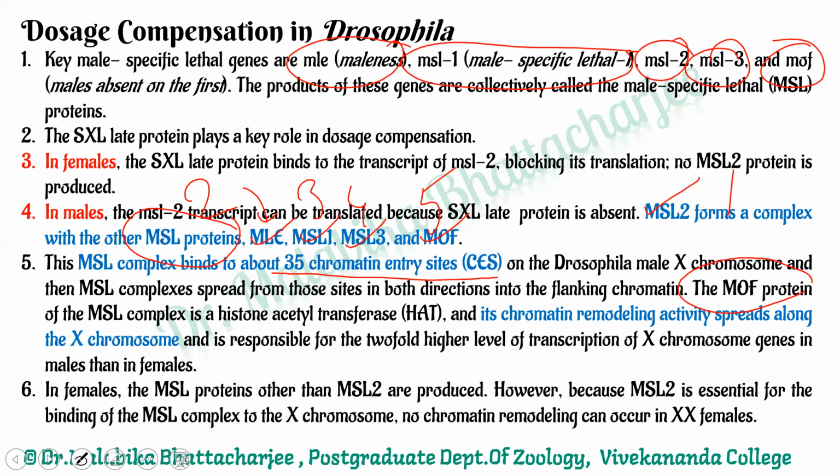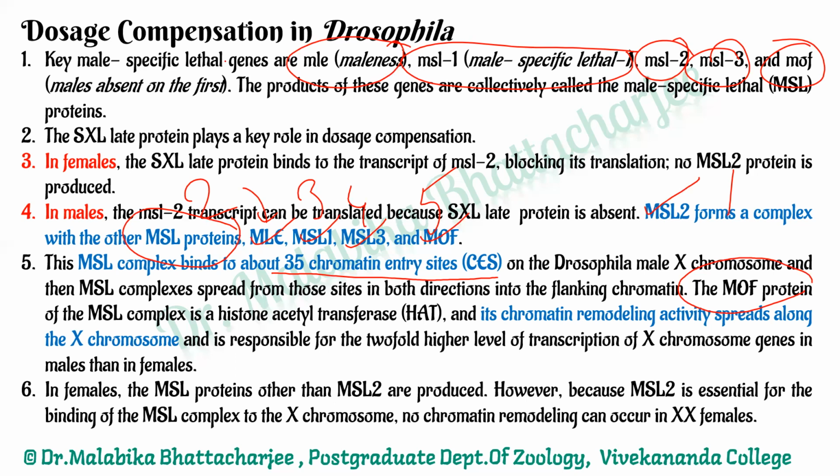The moment acetyl groups are being added to the histone molecules, the DNA starts losing its attraction for the histone. The DNA starts opening up. All those areas which are inaccessible due to heterochromatinization become accessible, and the X chromosome can then be transcribed and translated at a 2-fold higher level as compared to the X chromosome in females. So this is the molecular phenomenon by which dosage compensation in Drosophila occurs.